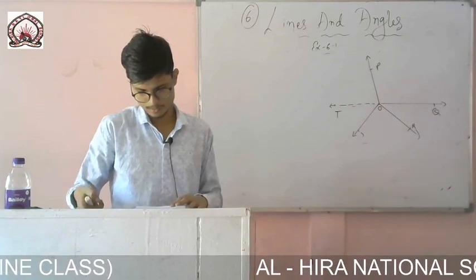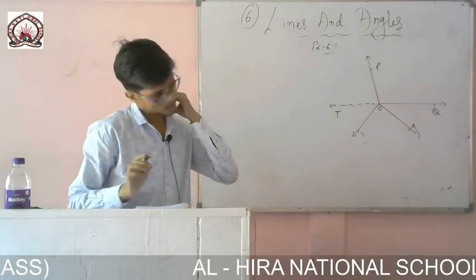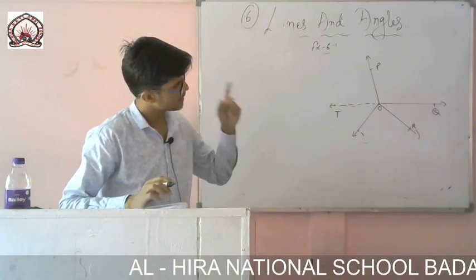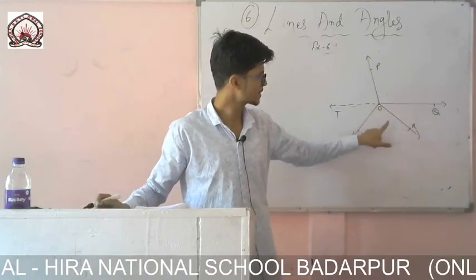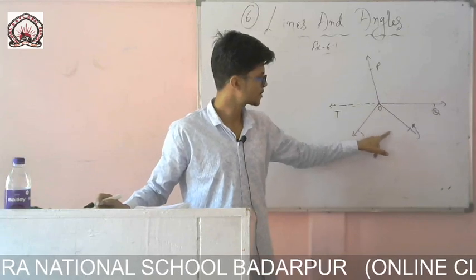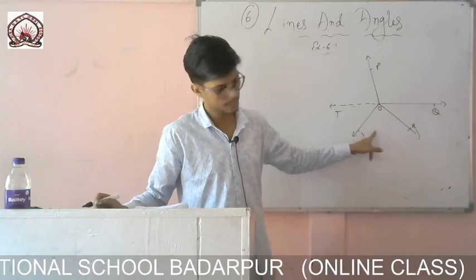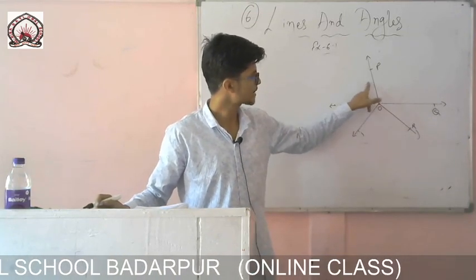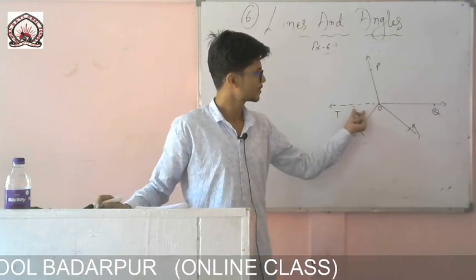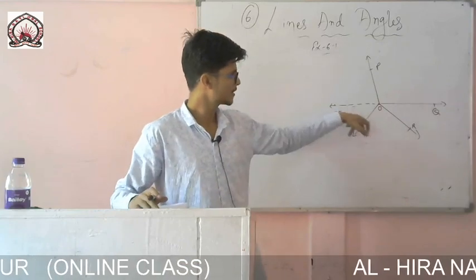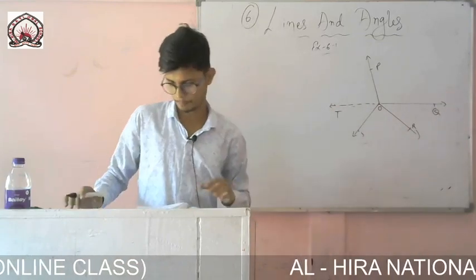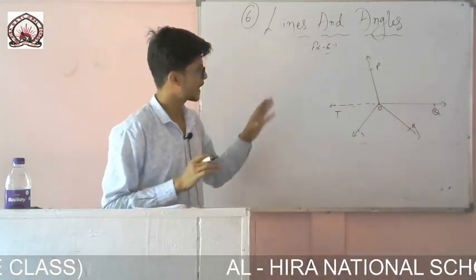So the question is to prove that POQ plus QOR plus SOR, given, same thing, plus POS. Okay, so these 4 angles are equal to 180. By seeing also you can see that the sum of all the 4 angles around a point. Okay. Now we will write it like this.